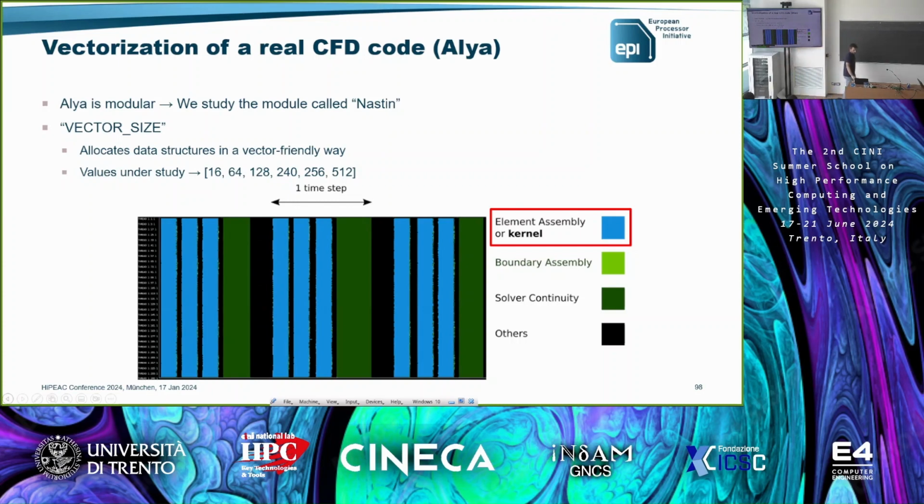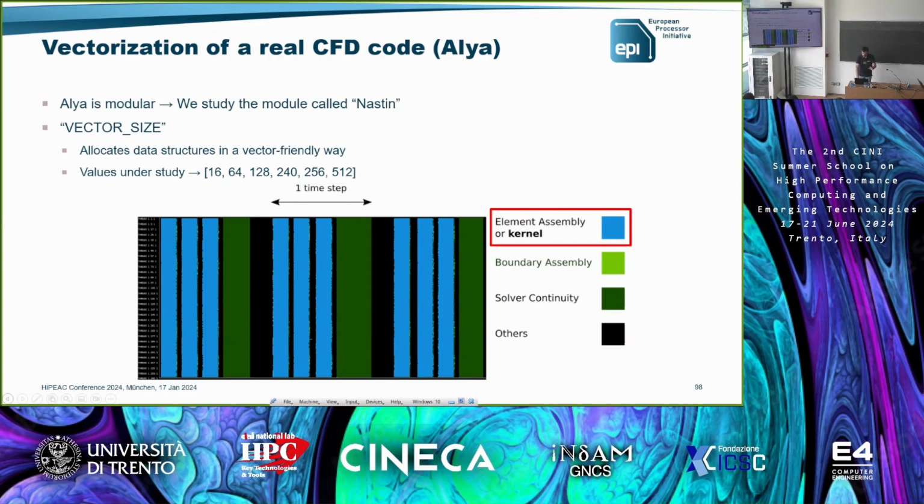And we are working on changing this vector size, which is the way in which the data are allocated inside the application. Don't confuse vector size with vector length, okay? Vector size is a bad name that the physicists decided to give to a define. It's not the vector length. It's just a parameter that they use in their application to allocate the memory such that it is more or less contiguous and friendly for GPUs or vector units.